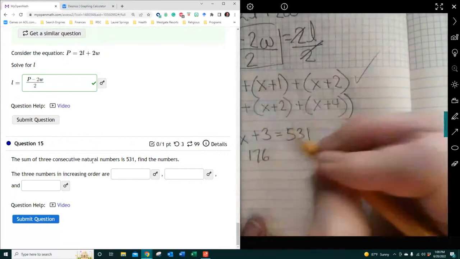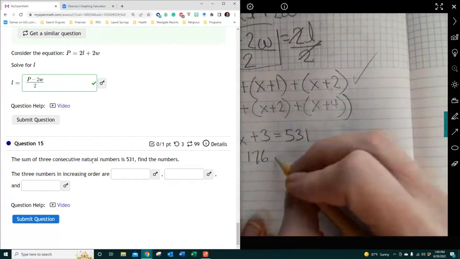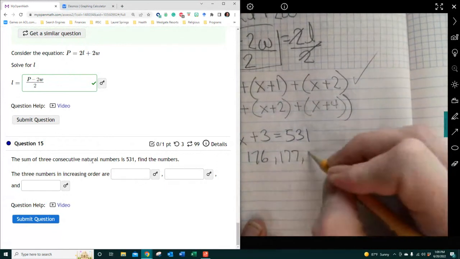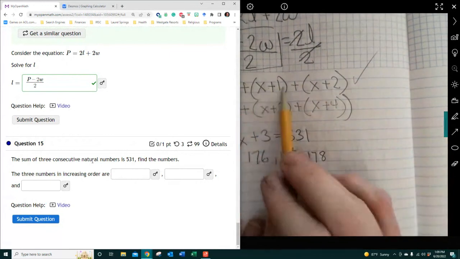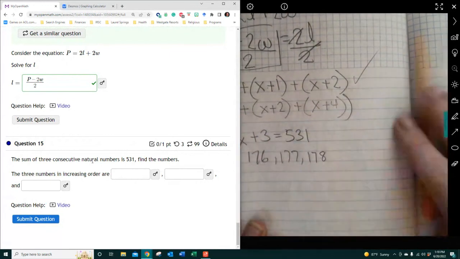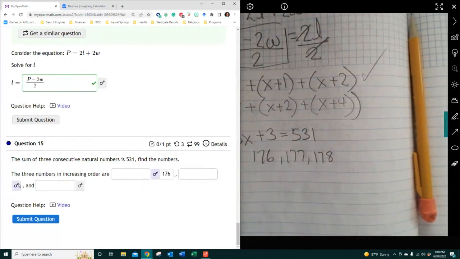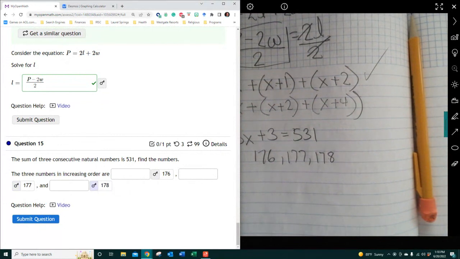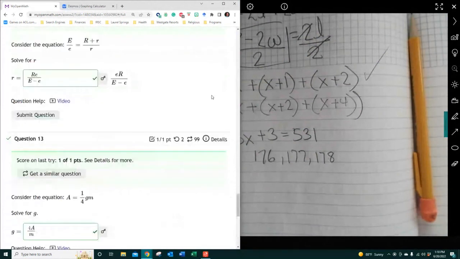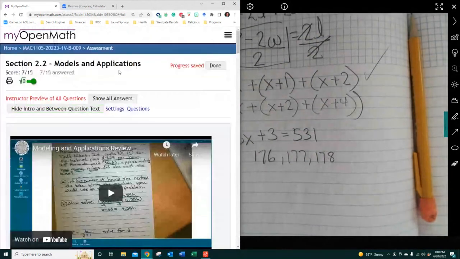Now 176 is the very first consecutive integer. Well, the next one would be 177, and the next one would be 178. Because if you think about it, x plus 1, x plus 2. I mean, it's that easy. So there are our answers: 176, 177, and 178. And that's how you handle consecutive integers. And that concludes the lesson for 2.2, going over word problems and applications.